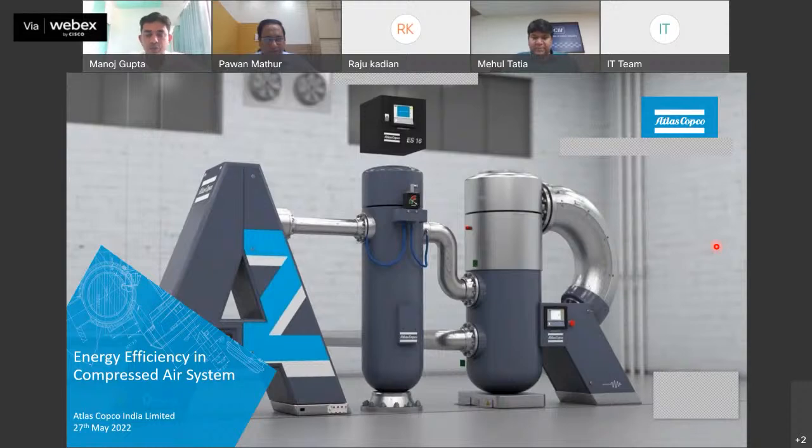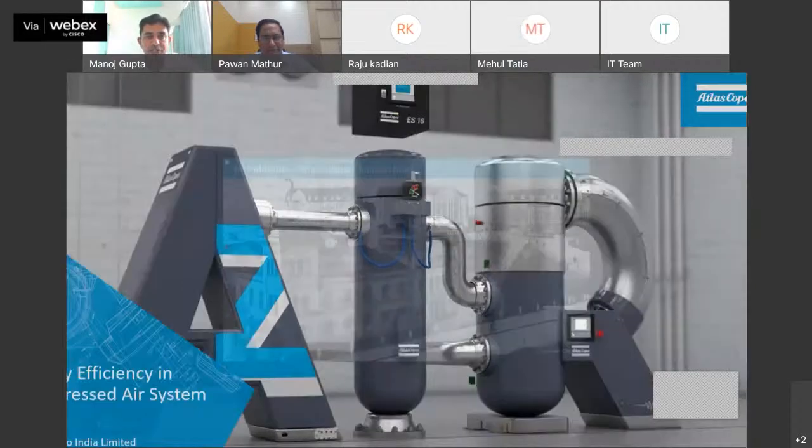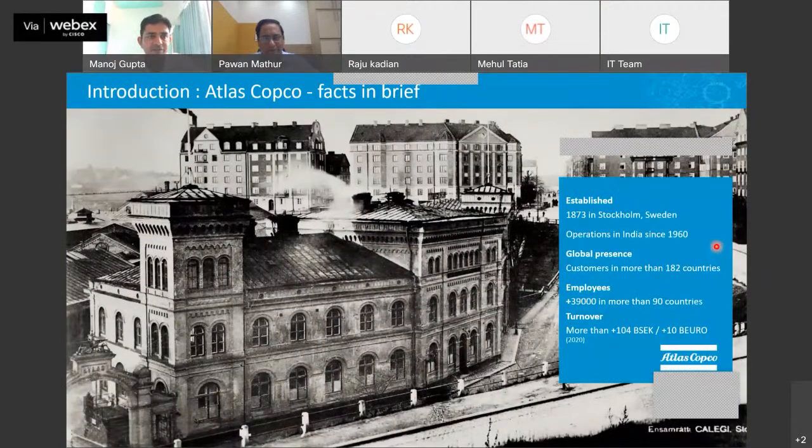Good afternoon, good morning, all of you. Today we will discuss energy efficiency in compressed air systems. I will touch upon all the possible options where we can save energy. To start with, just one slide on Atlas Copco.